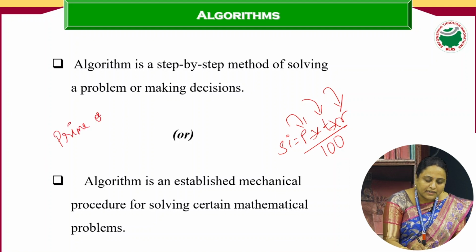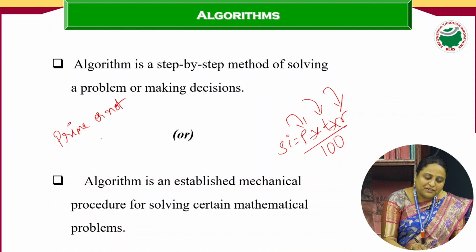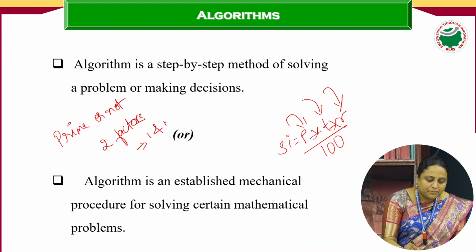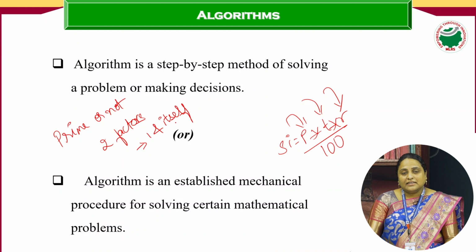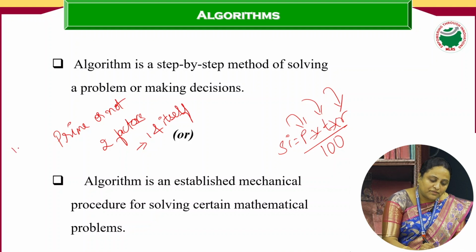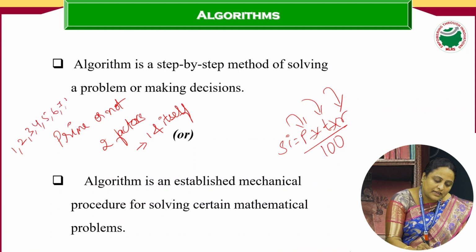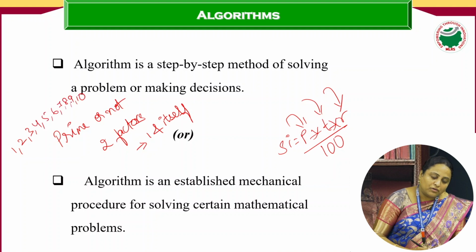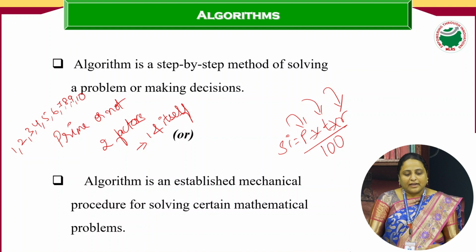So you can decide a number is a prime number if it has only two factors, that is 1 and itself. Here it is not a problem-solving algorithm directly, it is a decision-making algorithm. For example, if I have the numbers 1, 2, 3, 4, 5, 6, 7, 8, 9 and 10, and I want to decide which are prime numbers, I need to start the process from the first number, 1.